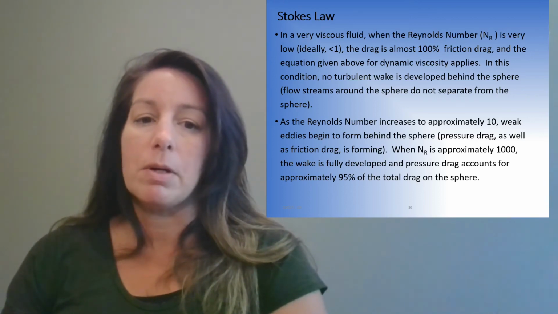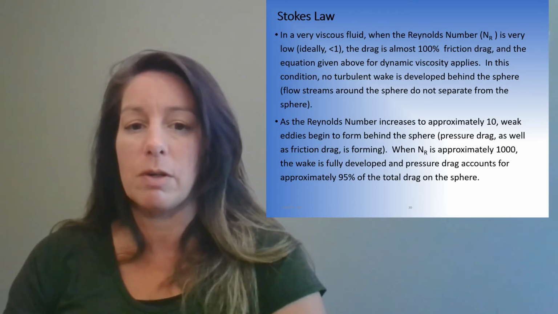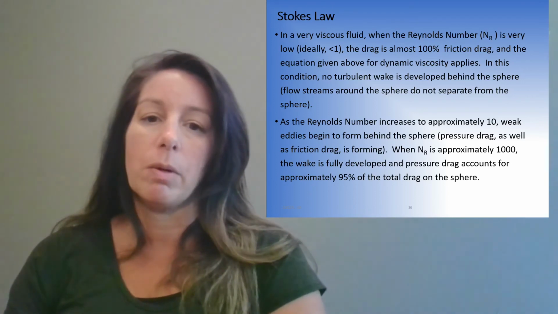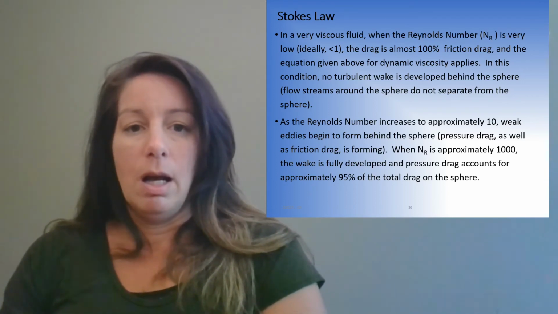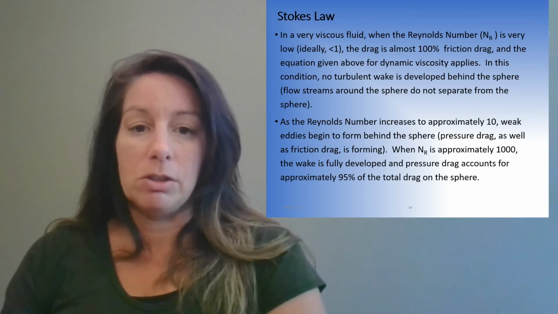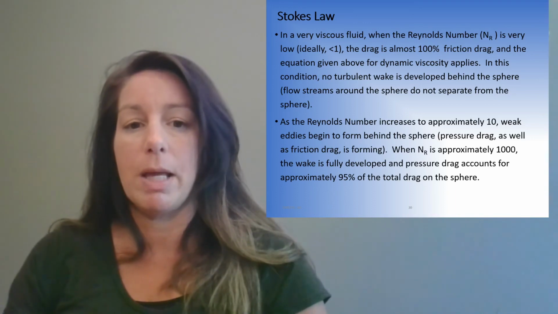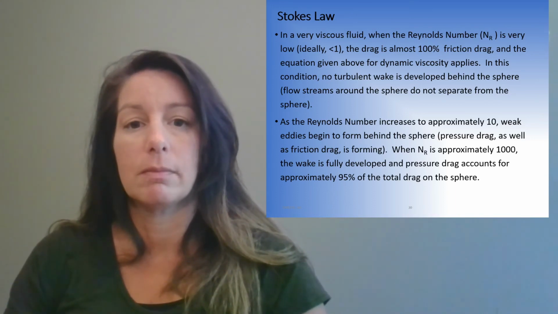When the Reynolds number is approximately 1,000, the wake is fully developed and pressure drag accounts for approximately 95% of the total drag of the sphere. So why do you care about this? Reynolds number less than 1, it's 100% friction drag. When it's greater than 1,000, 90% of the drag will be pressure drag.